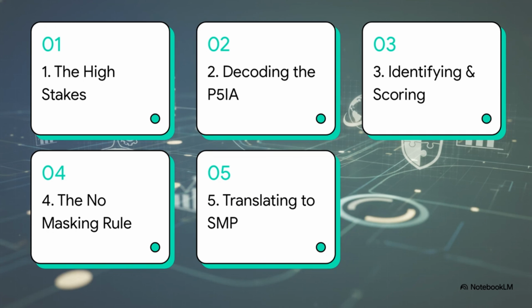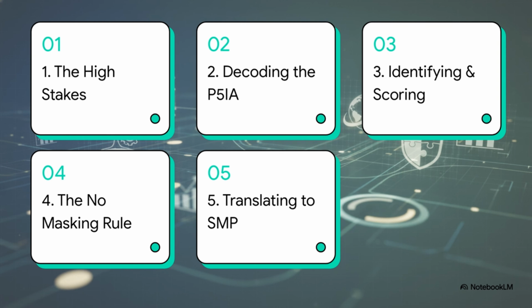Your mission briefing is broken down into 5 core phases. First, we'll establish the high stakes. Second, we'll decode the P5IA itself. Third, we'll tackle identifying and scoring impacts. Fourth, we'll cover the absolutely crucial no masking rule. And finally, translating all of that intelligence into your sustainability management plan. Starting with Section 1, the high stakes and the unseen impacts of our work.